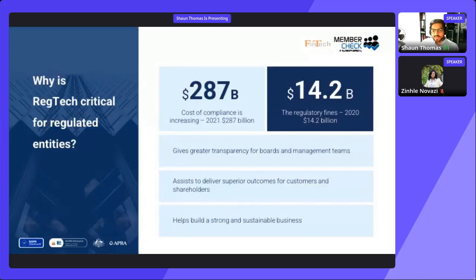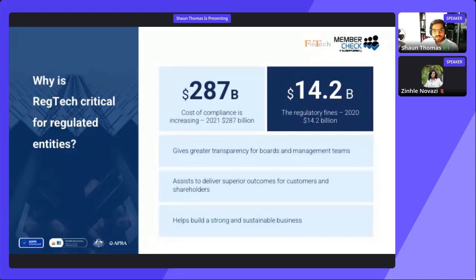So why is RegTech critical for regulated entities? The cost of compliance has increased, and a study by the RegTech Association has shown that in 2021 alone, organizations have spent $287 billion on their compliance programs. In addition, regulatory fines for non-compliance resulted in $14.2 billion worth of fines.